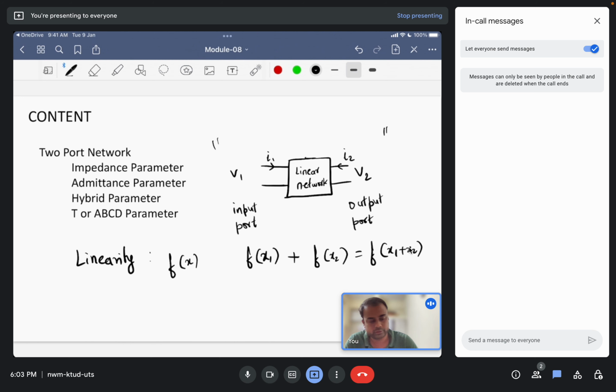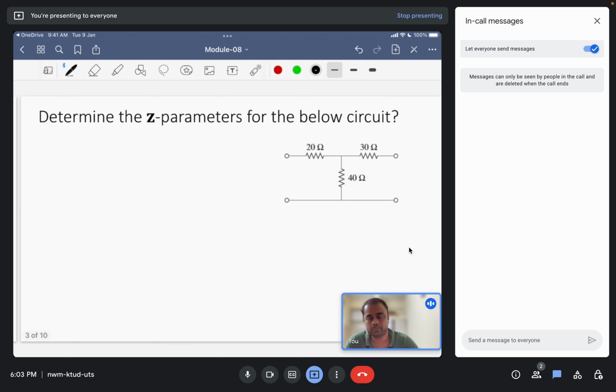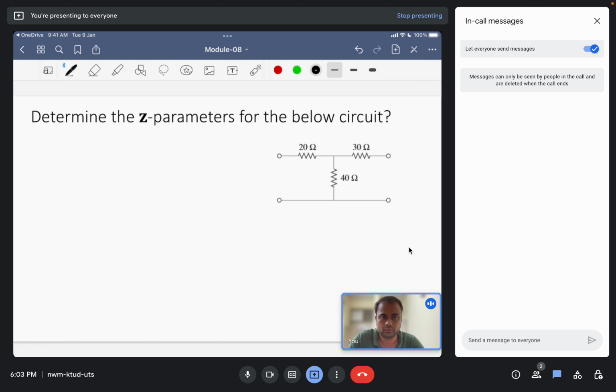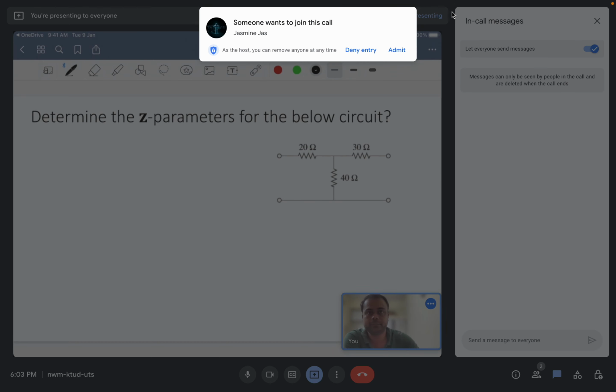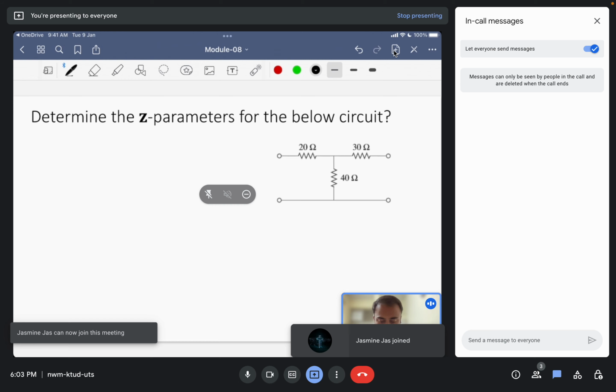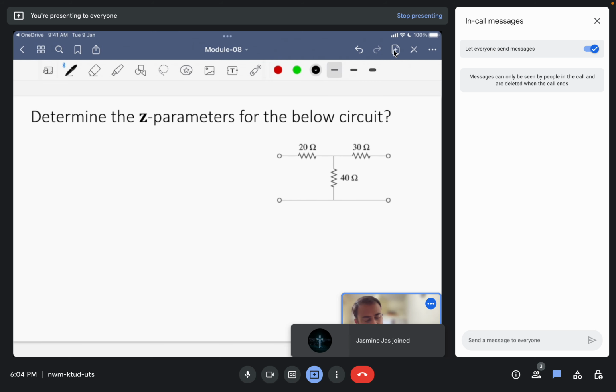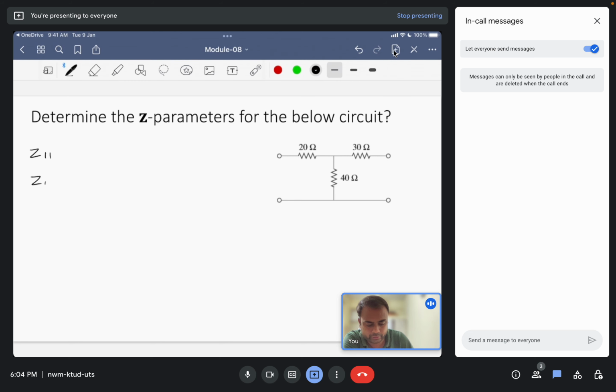Let us now, without wasting any time, move to solving some questions related to these parameters. The first parameter here is the Z parameter, also known as the impedance parameter. In the first question, we have to calculate the Z parameters for the given circuit. So let us first write all the four impedance parameters. These are Z11, Z12, Z21 and Z22.